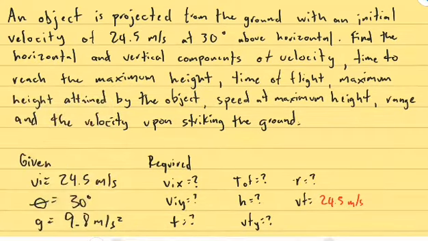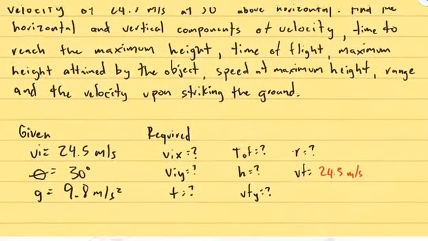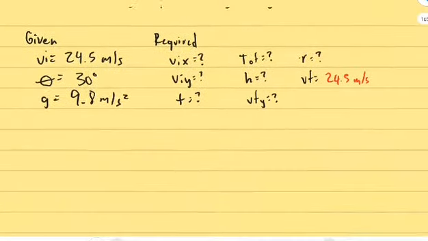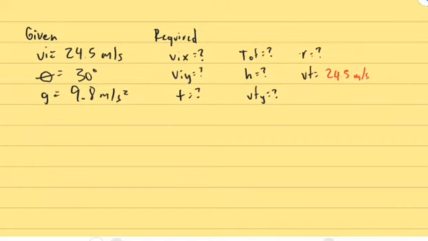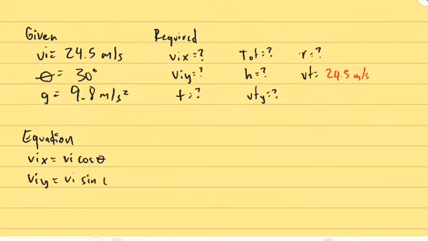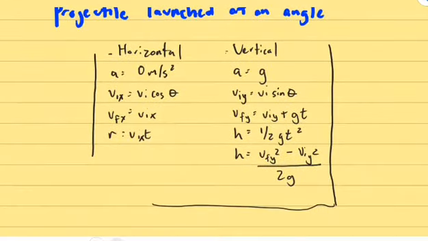So, let's proceed with the equation. For Vix, that's Vix is equal to Vi cosine theta. For Viy, that's Vi sine theta. Okay, so for time, pwede natin gamitin ito.